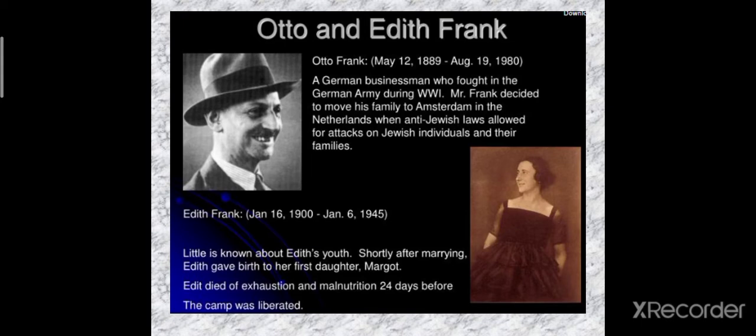And coming to Edith Frank, we do not have many details about Edith Frank because our main protagonist Anne Frank was very close to her father, and she did not have that good a relationship with her mother. And Edith Frank was a normal housewife, and she had two daughters. The elder one is Margot and the younger one is our Anne Frank. And Edith died in the concentration camp 20 days before the camp was liberated.